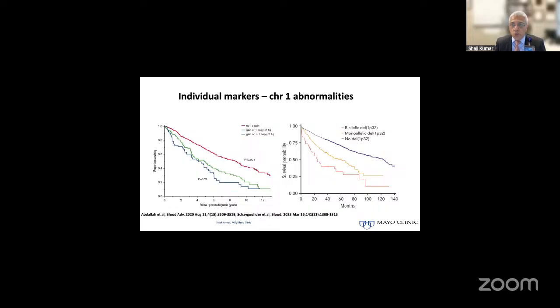What about other kinds of secondary abnormalities? One of them is chromosome 1. Again, you can have gain of chromosome 1, which is one copy more, or you can have multiple copies, which we often call amplification. And you can see the outcomes are worse when you have chromosome 1 abnormalities, with some suggestion that the amplification might be worse than the gain. Similarly, you can see deletion of 1p. If you have monoallelic deletion versus biallelic deletion, the outcomes are really bad.